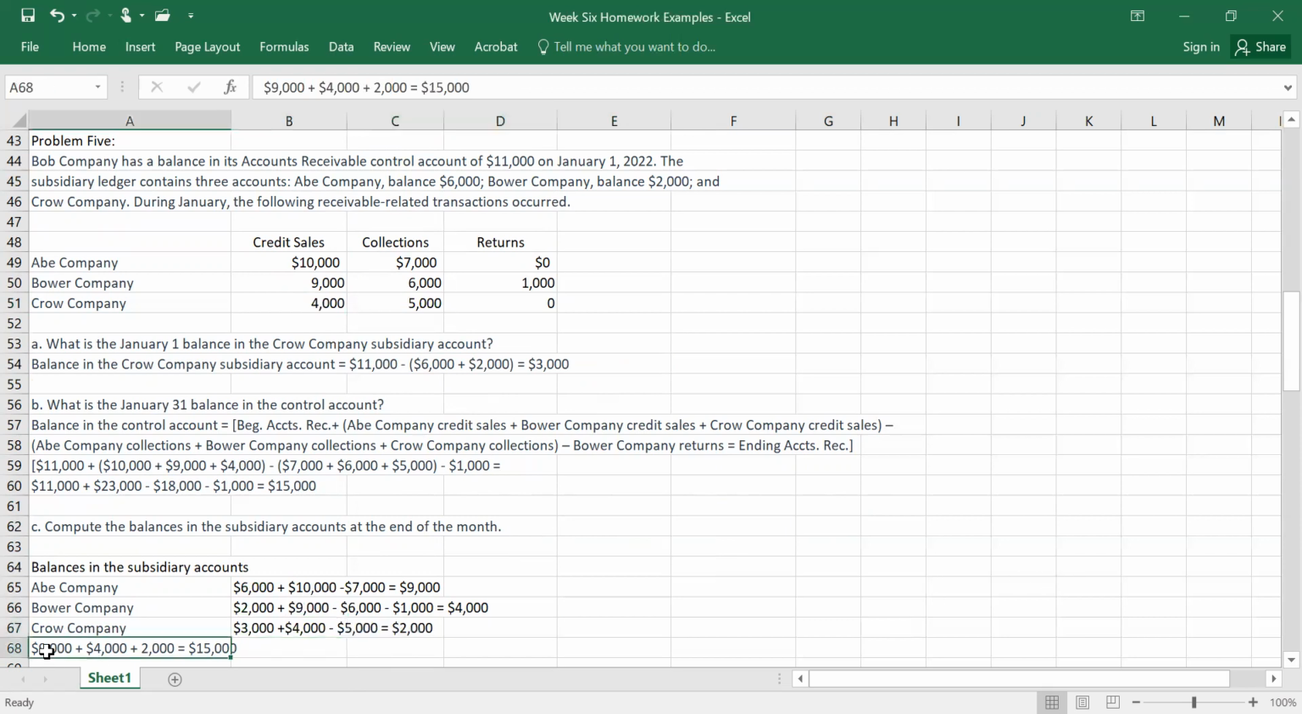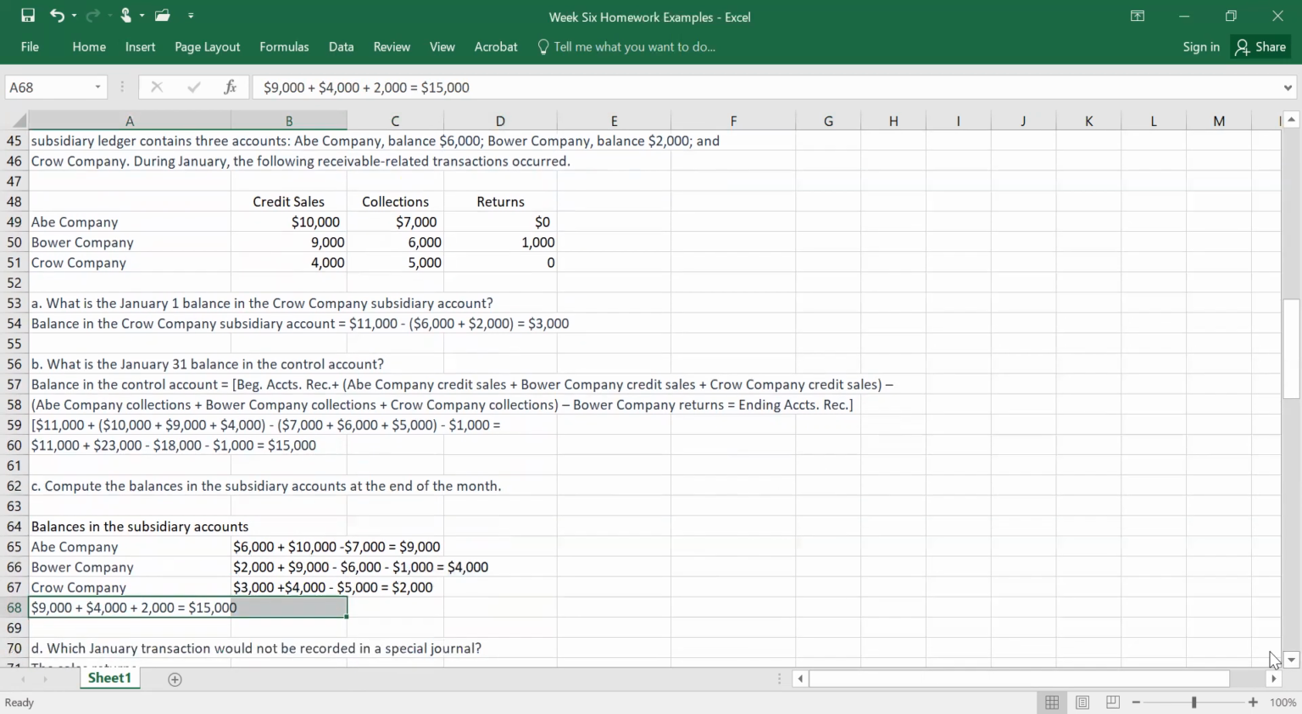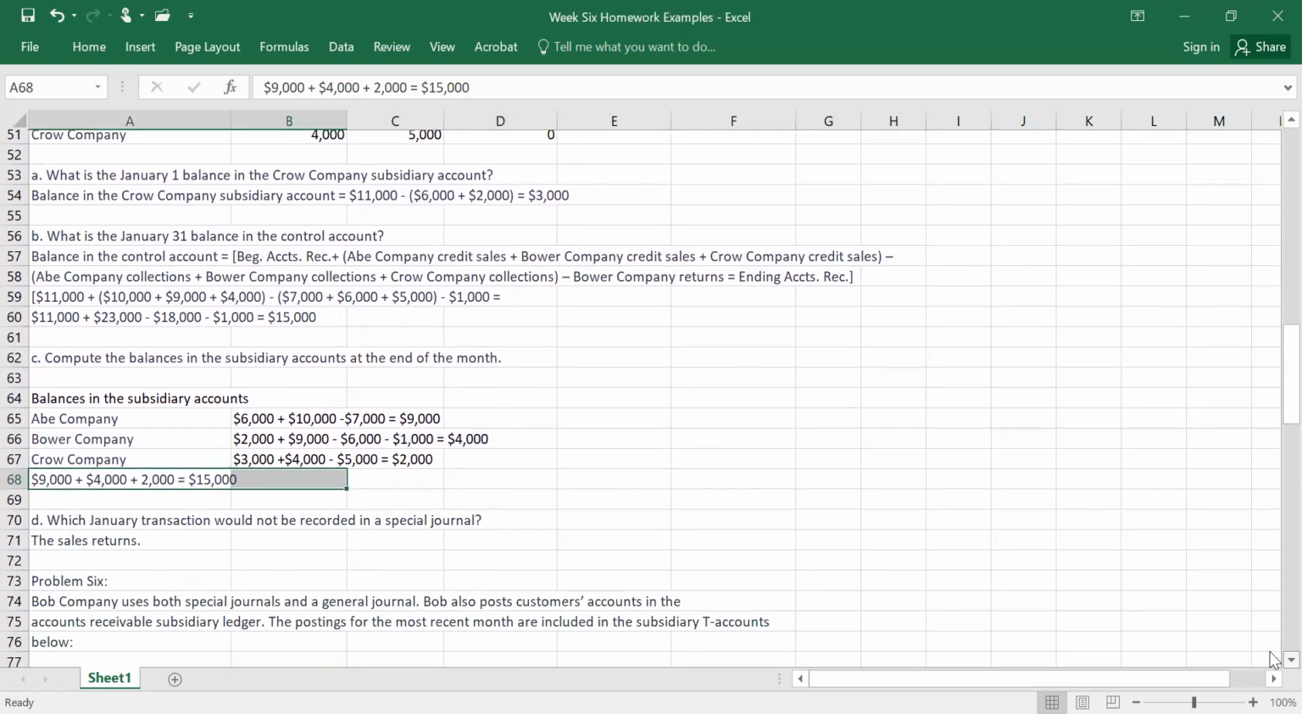And then as a check, I just added those numbers together. 9,000 plus 4,000 plus 2,000 is 15,000, which is what we got for the balance of the control account in B.